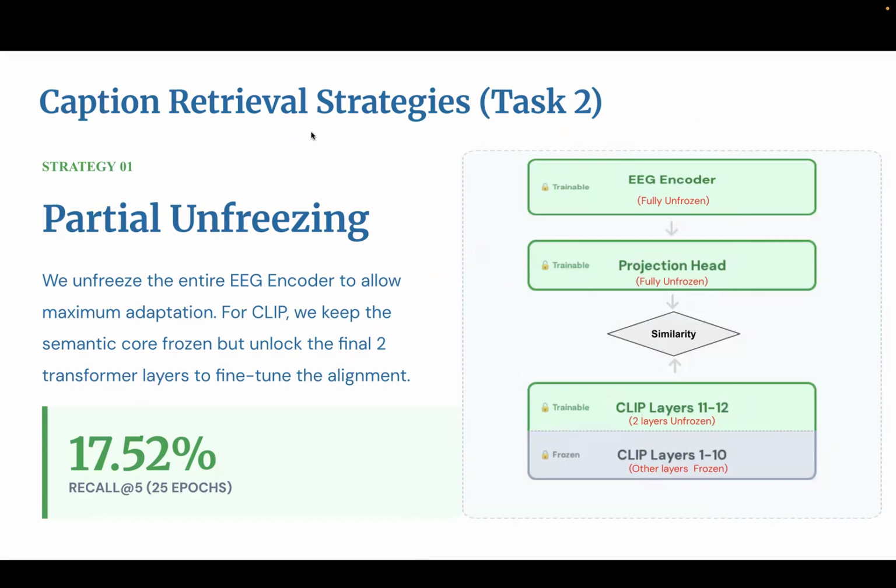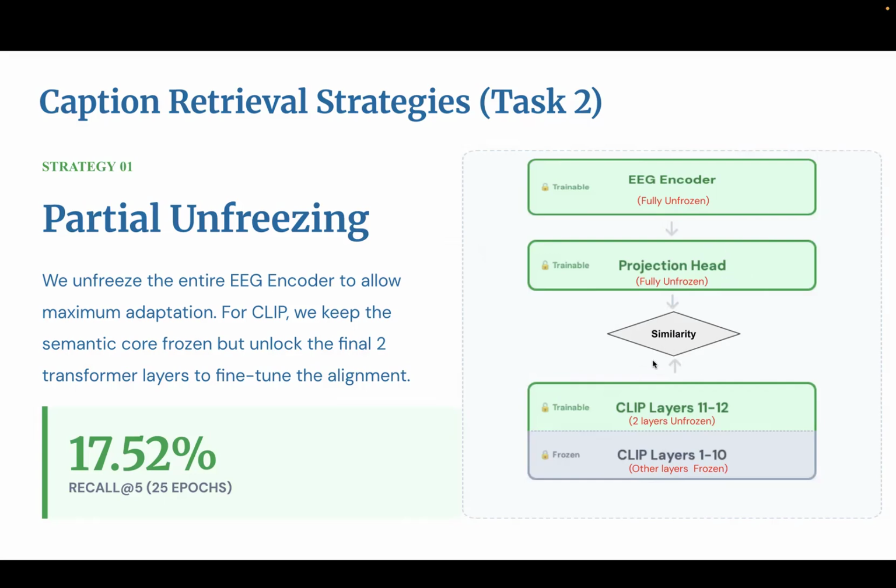Now coming to task 2. We used two strategies for task 2. The first one was partial unfreezing. As you can see in this diagram on the right, we have the EEG encoder, which is kept unfrozen, which is basically the backbone that we picked up and plugged into our part 2. For that, we use new projection heads that were trained completely from scratch, so even that was kept unfrozen. On the other hand, we have the CLIP model, where layers 1 and 2, which were responsible for the embeddings, were kept unfrozen, and all the other layers were kept frozen, untouched.